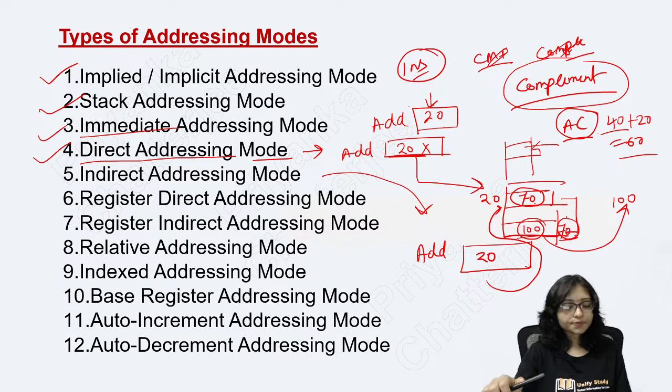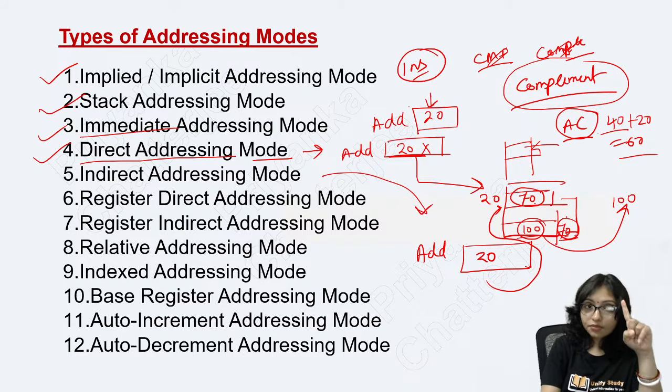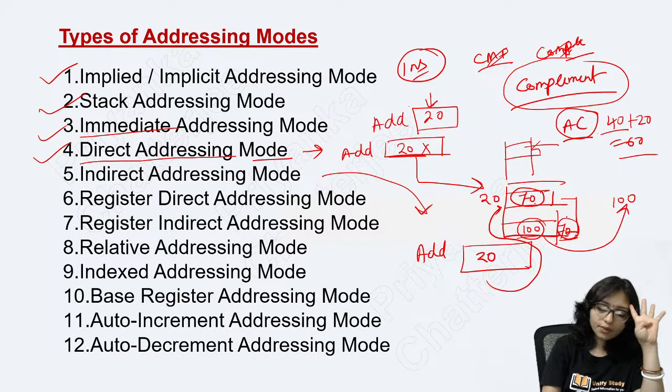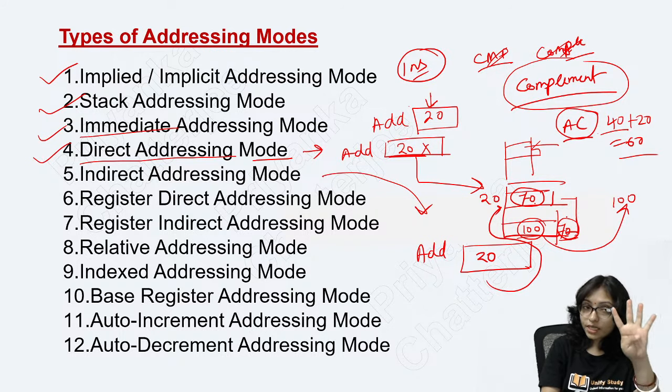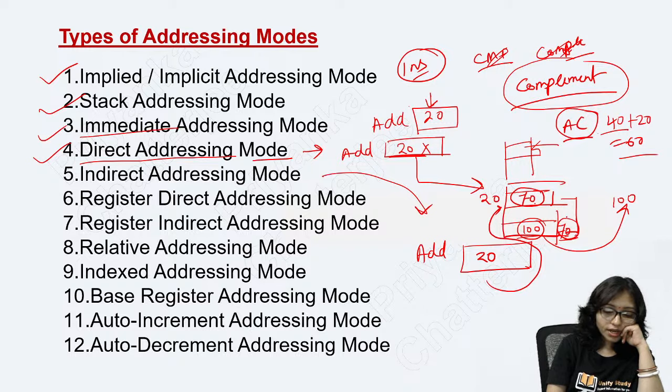Is that clear till now? What is the difference between implied, immediate, direct and indirect? Are these four clear to everyone? Write down in the chat box what you understand. Everyone, write down in the chat box what you understand.